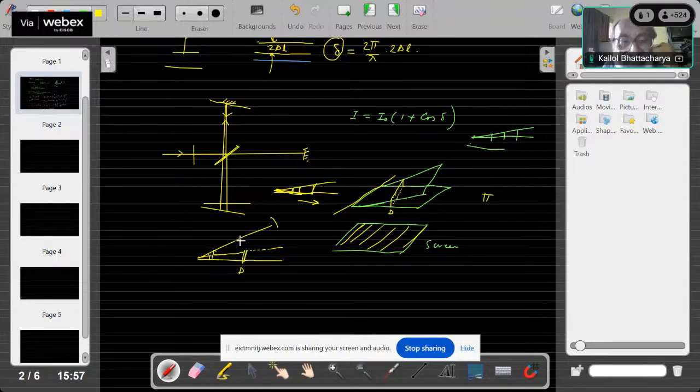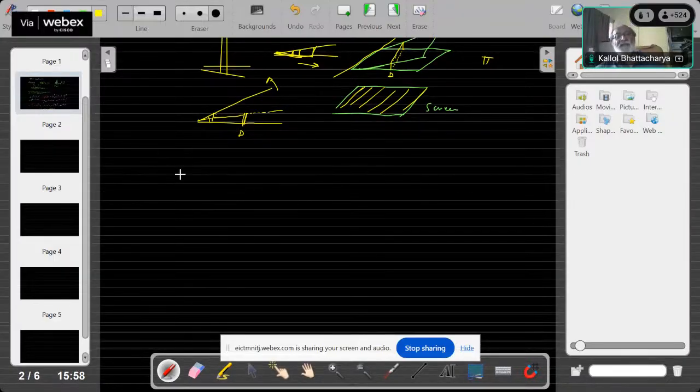So if you tilt the mirror further, greater the angle between the two interfering wavefronts, greater is the density of fringes. Density means number of fringes per unit length. Greater is the density of fringes.